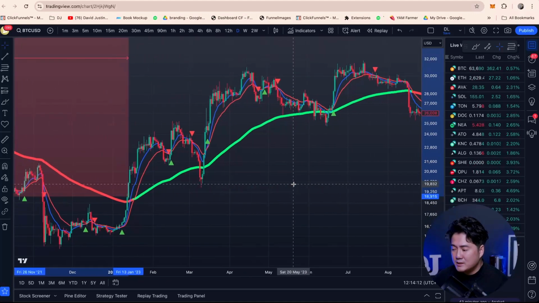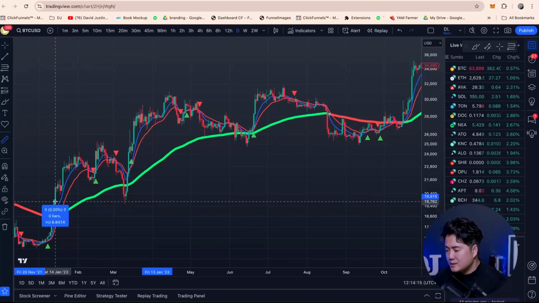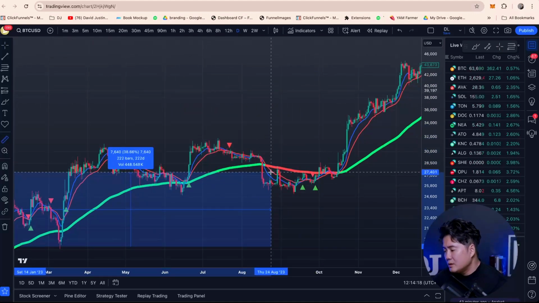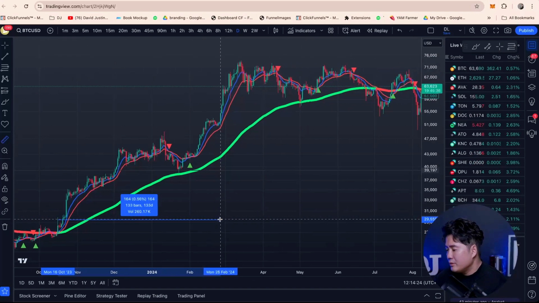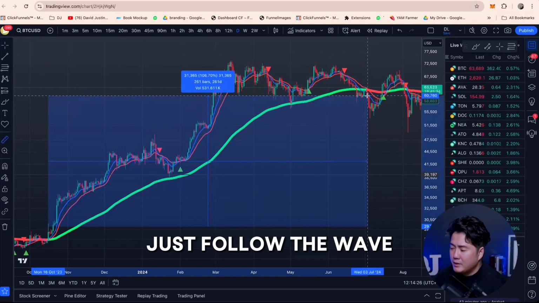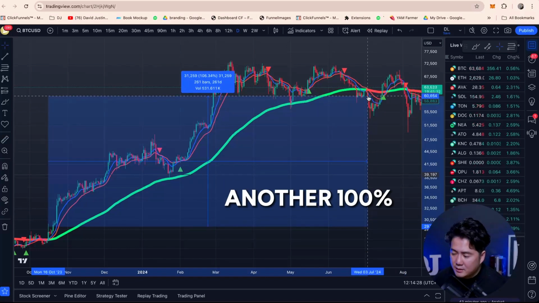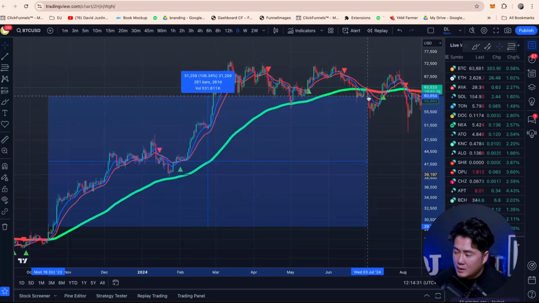Okay, let me show you another example here. Let's see if you get in, and until here it turns red, another 36% here. Okay, let's say if you just follow the green wave and red wave, another 100%. This is 2024 already, double.